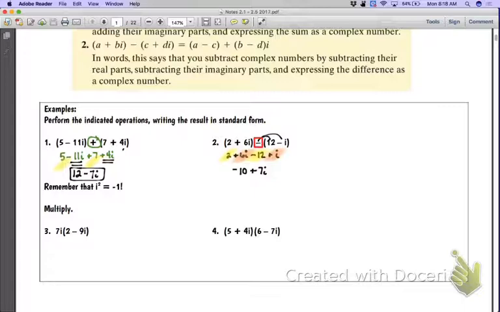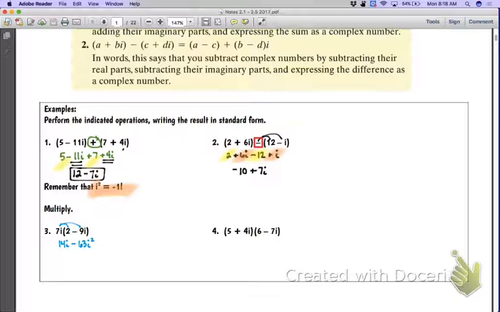Multiplying is the same way. That doesn't really change. We treat it just like anything else. The only thing we've got to pay attention to is right here: if you get an i squared, we're going to turn that into a negative 1. So if I have 7i times 2, that's just going to be 14i. 7i times negative 9i is going to be a negative 63i squared.